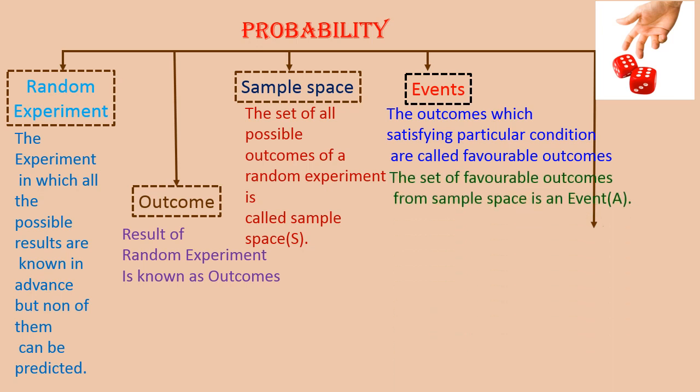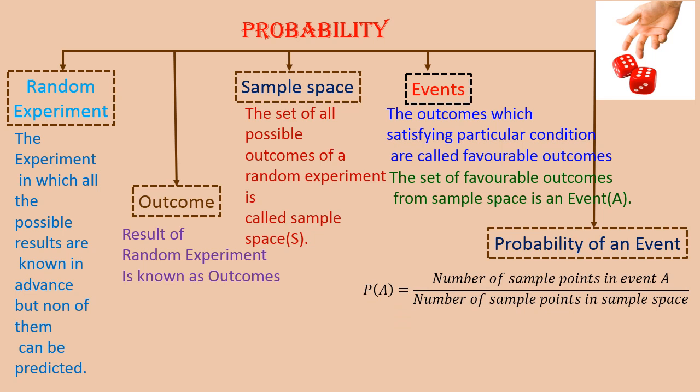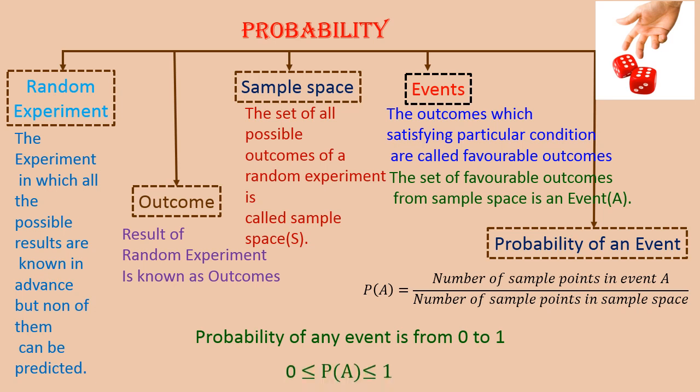Clear? And then we have the probability of an event, which is the number of sample points in the event upon the number of sample points in the sample space. Clear? Then the probability of any event lies between 0 and 1, or 0 is less than or equal to probability of A, which is less than or equal to 1, meaning the probability can be 0 and it can be 1 also. Clear? I hope it is clear for you all and you might have understood. It is only just revision.